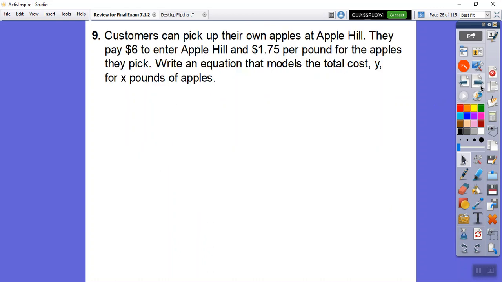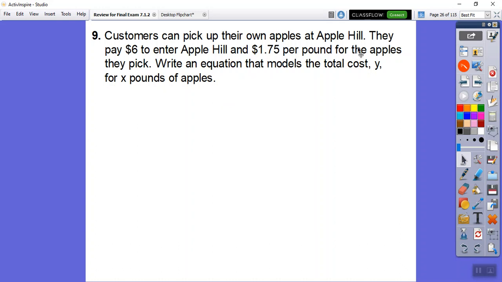Okay. So customers can pick up their own apples at Apple Hill. They can, and Apple Hill's a real place. It's in California, up towards Lake Tahoe. It's a nice craft fair in the fall. It's still going on, but it mostly ended. But my friend sells crafty needs up there. It's kind of cool. Anyways, they have persimmons and apples and apple pie, and they have apple coffee. They have apple everything.